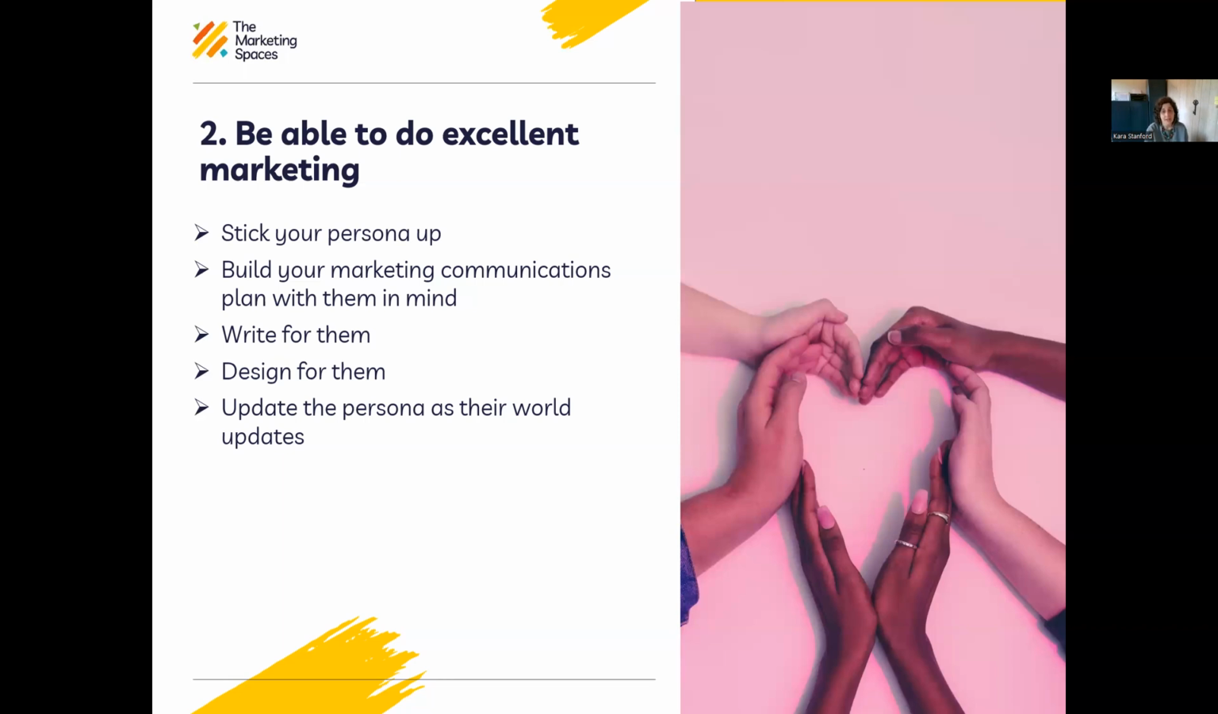And you have to update it though. You have to update the persona as their world changes. And I'm not just talking about the big flip things that happen like COVID. I'm talking about the smaller things that have affected them, the things that you know about because you're really working hard to understand them and love them and what they do and who they are.